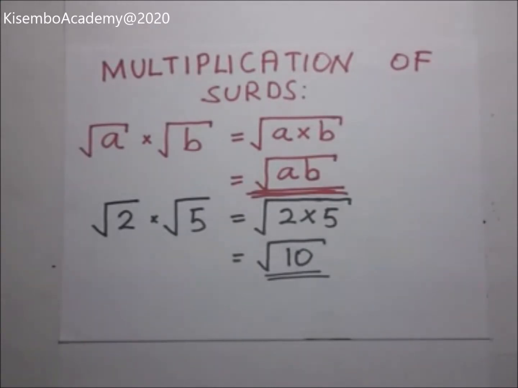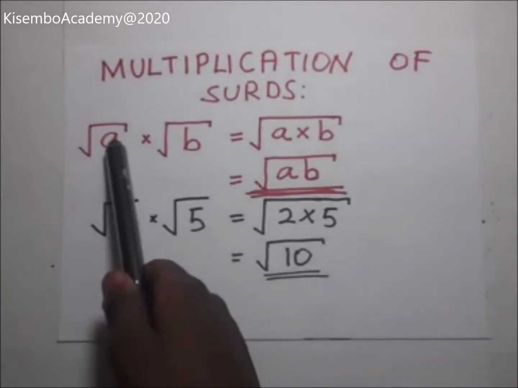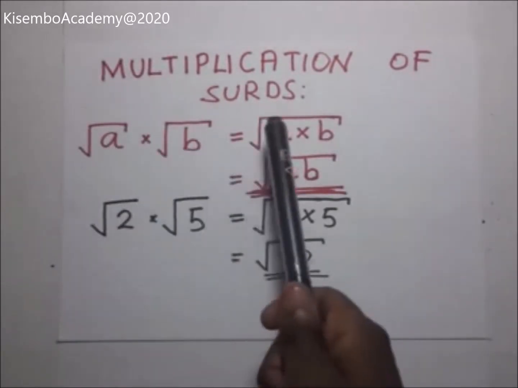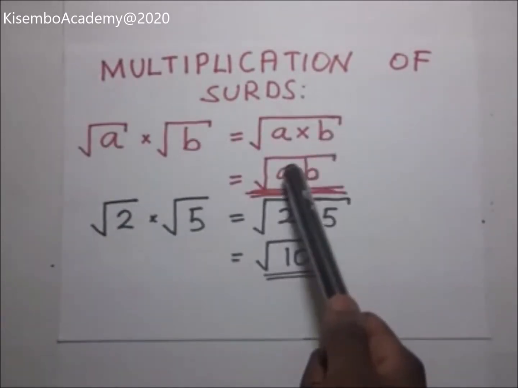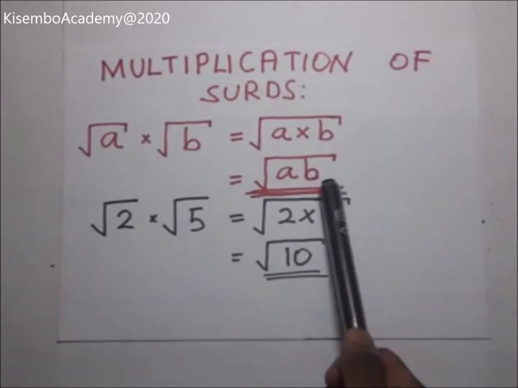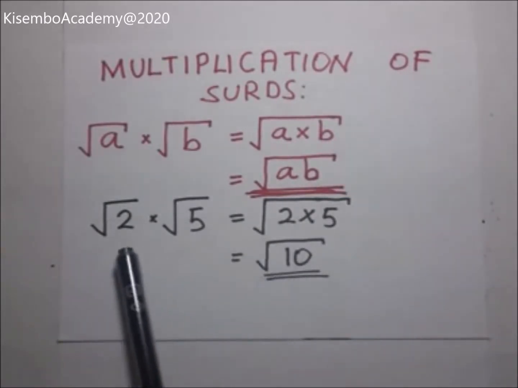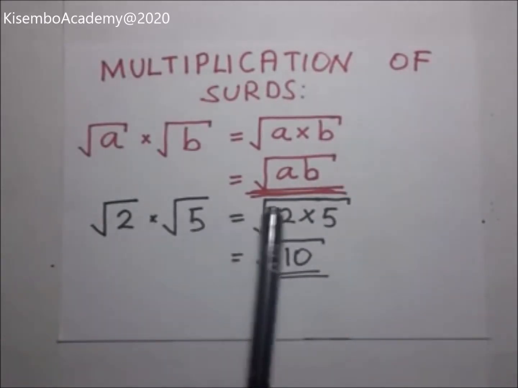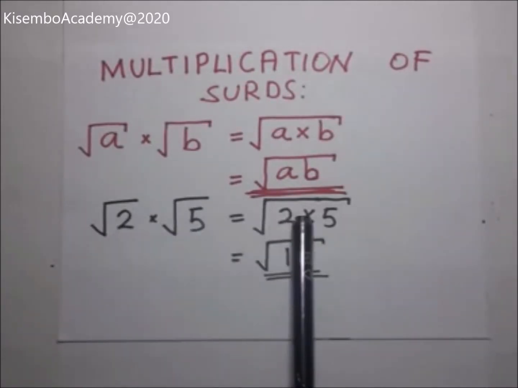Now, it is as simple as what we've been doing before. When we are multiplying surds, like for example root of a times root of b, it's the same as the square root of a times b, which is root of ab. An example here is that the square root of 2 times the square root of 5 is the same as the square root of 5 times 2 combined, which is the square root of 10.